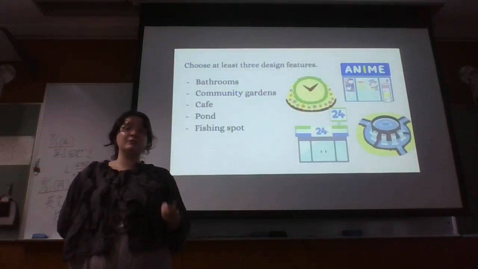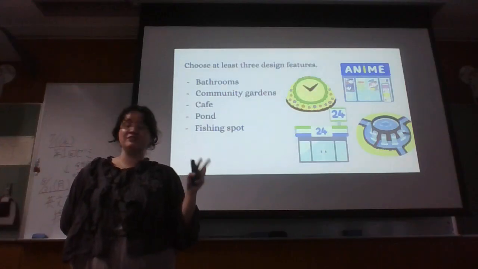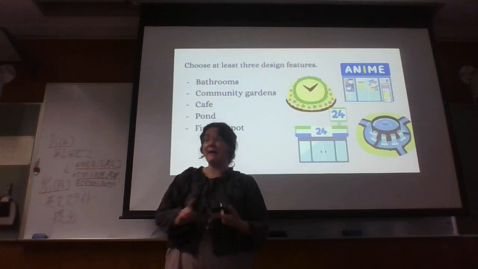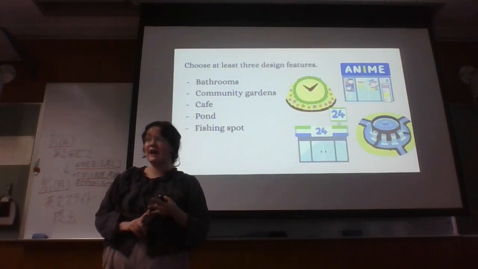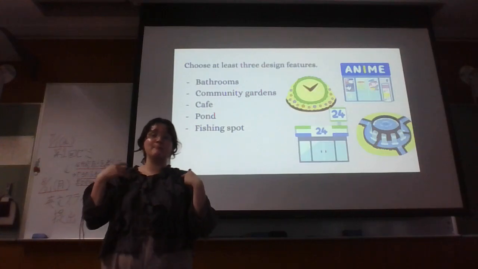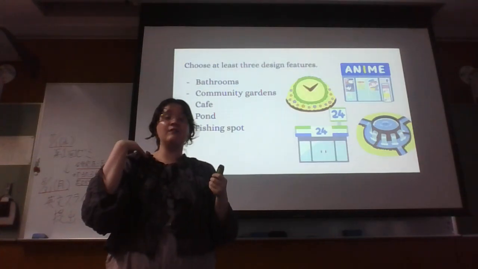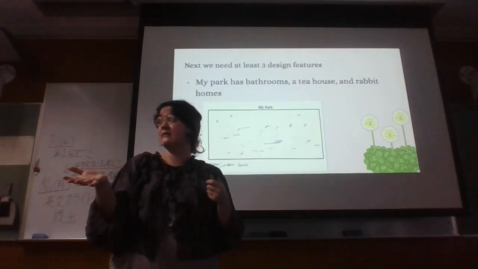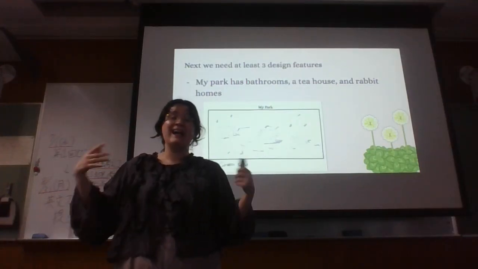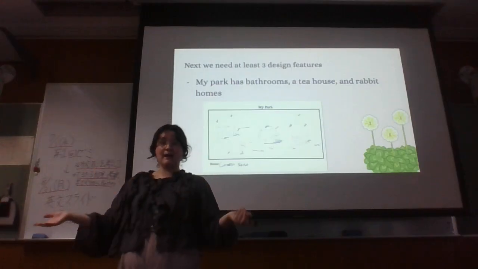Okay, and next we're going to choose 3 design features. What makes a park good? Right? Bathrooms, community gardens, cafes, ponds, fishing spots. What would make a good park to you? And then we're going to share our reason why. So my park had bathrooms, a tea house, and homes. And I explained why I made those decisions.